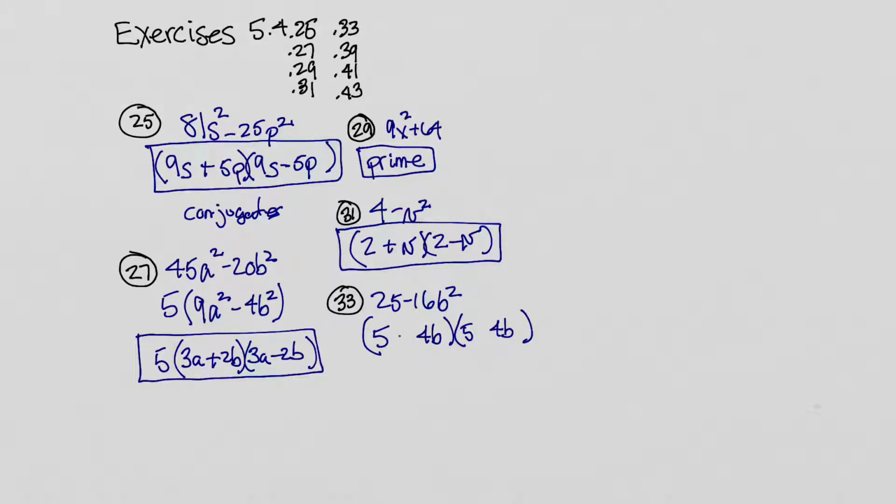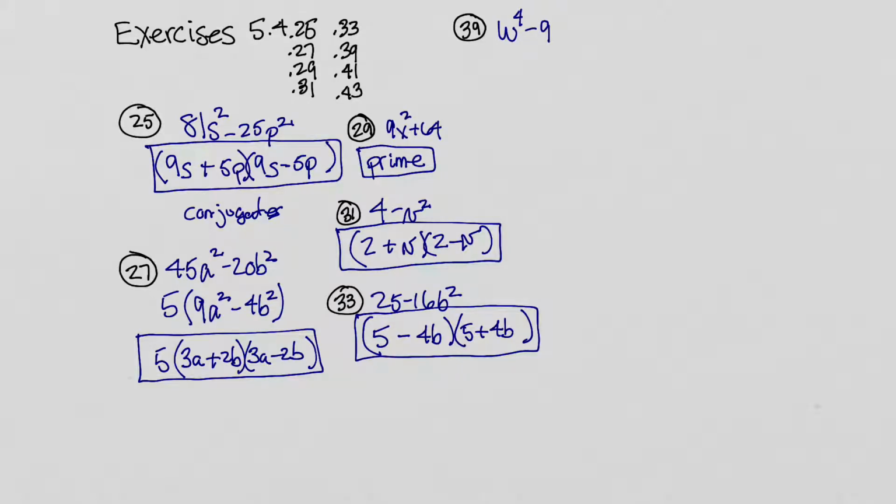Now, just for fun here, how about if I just do it differently this time? Instead of plus and minus, I'll make it minus plus. Same result in the end when you multiply it out, right? 5 times 5 is a 25. Positive 20b minus 20b is 0. That's gone. And then negative 4b plus 4b, negative 16b squared.